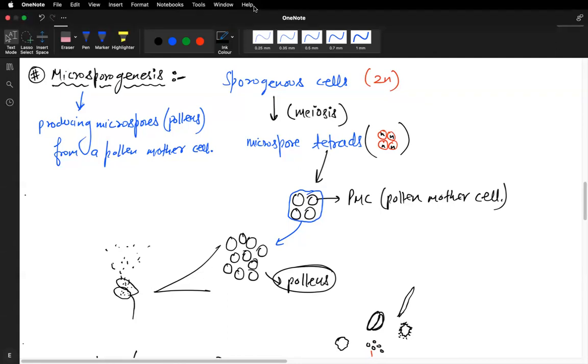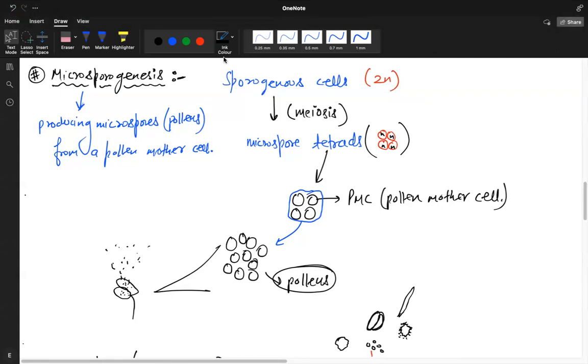In last class, we studied about microsporogenesis. Microsporogenesis is a process of producing microspores or pollen from a pollen mother cell. Sporogenous cells are diploid, and sporogenous cells undergo meiosis. As a result, it forms microspore tetrads. Each cell in a tetrad is going to become a pollen. Yep, correct.